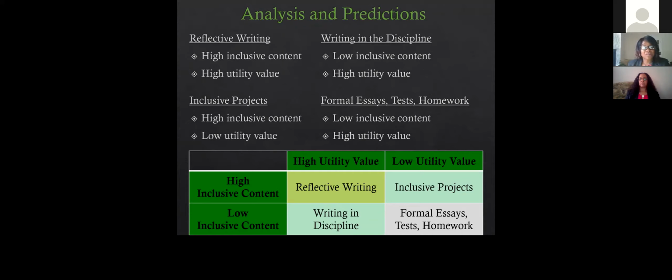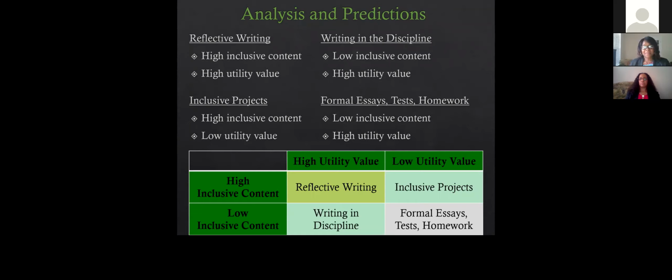Assignments that are considered moderate risk of producing equity gaps are inclusive projects. Again, inclusive projects or inclusive assignments are aligned with teaching and learning. They have clear, detailed instructions, and the examples are equally familiar to all students. And also, inclusive projects provide students with choices that can be of their inclusive content as well as their voice. So let's talk about writing in the discipline.